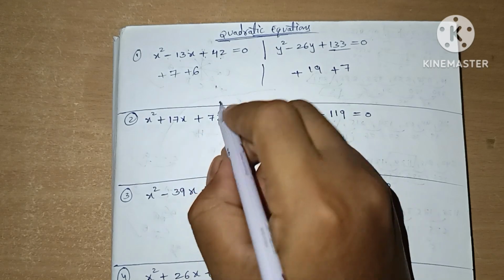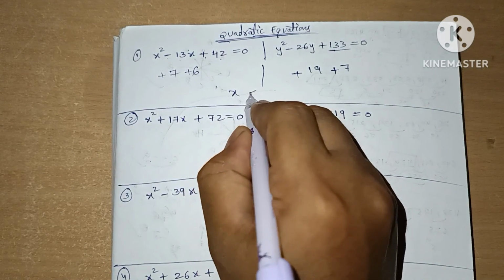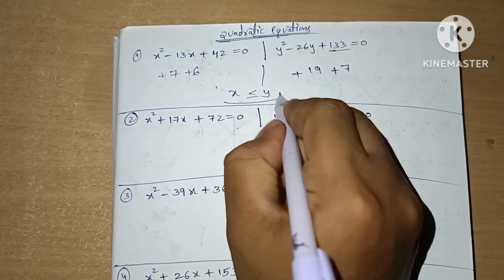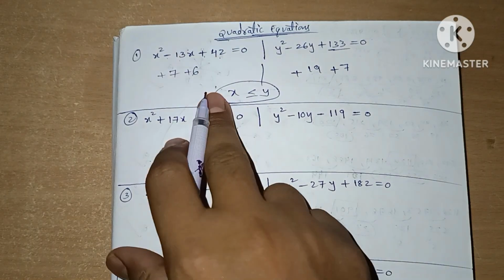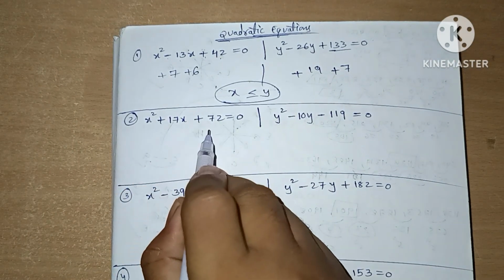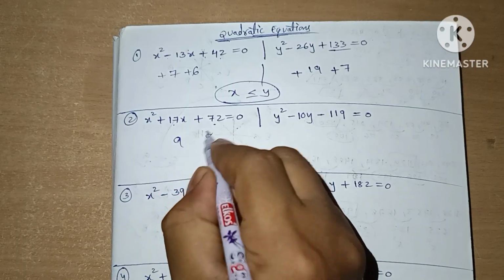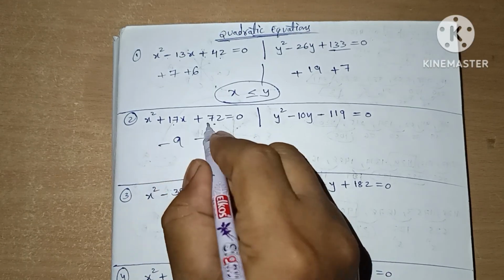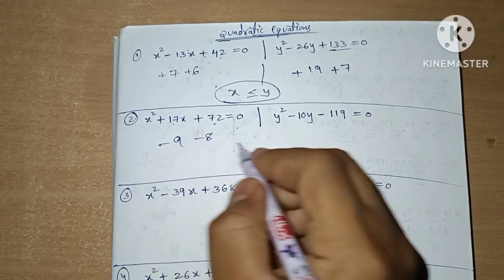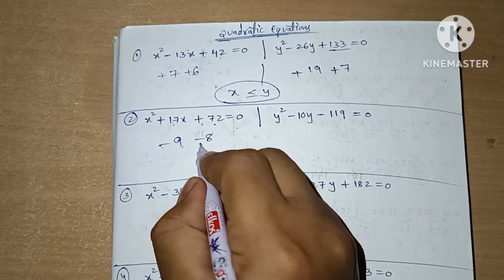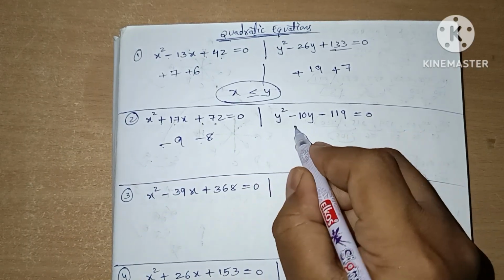By comparing these two, it is clear that x is lesser than or equal to y. First one answer is x lesser than or equal to y. Second one, here 72, we need to get 17. 9 eights are 72, and we got 17, so plus and plus, the roots are negative.